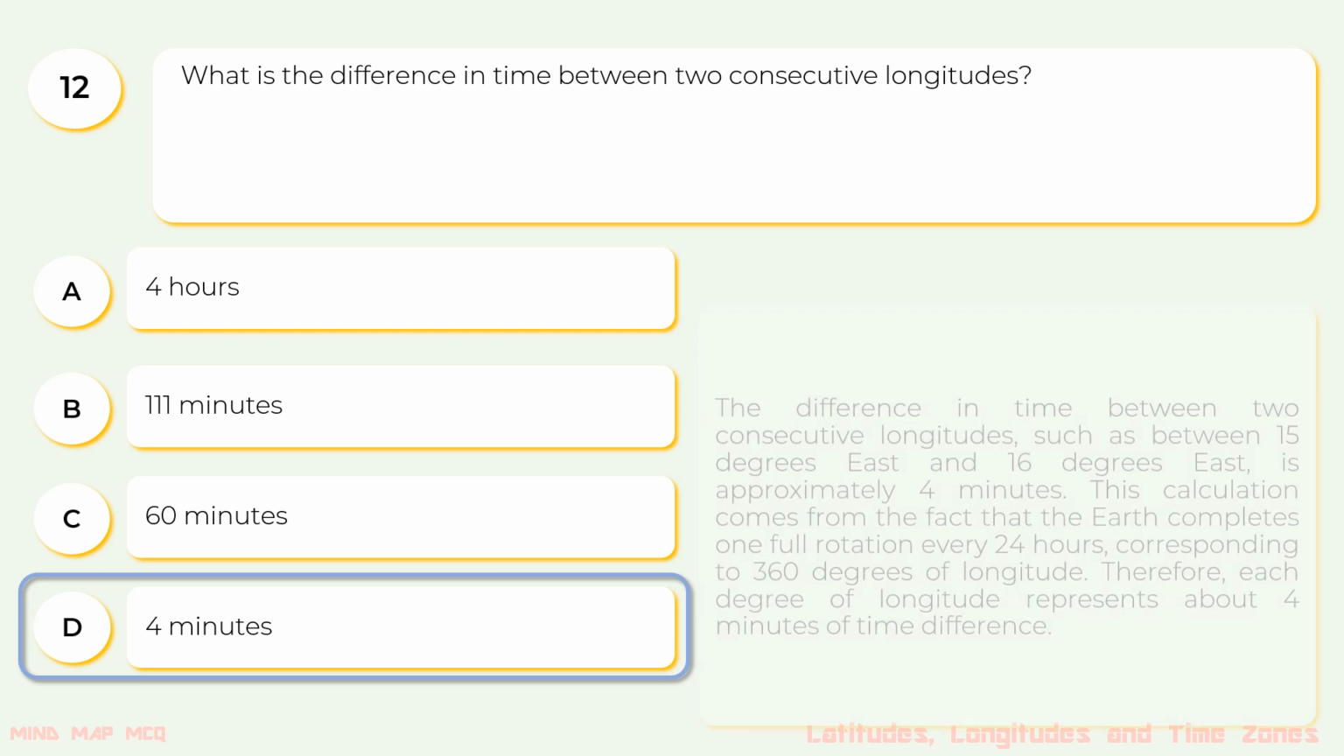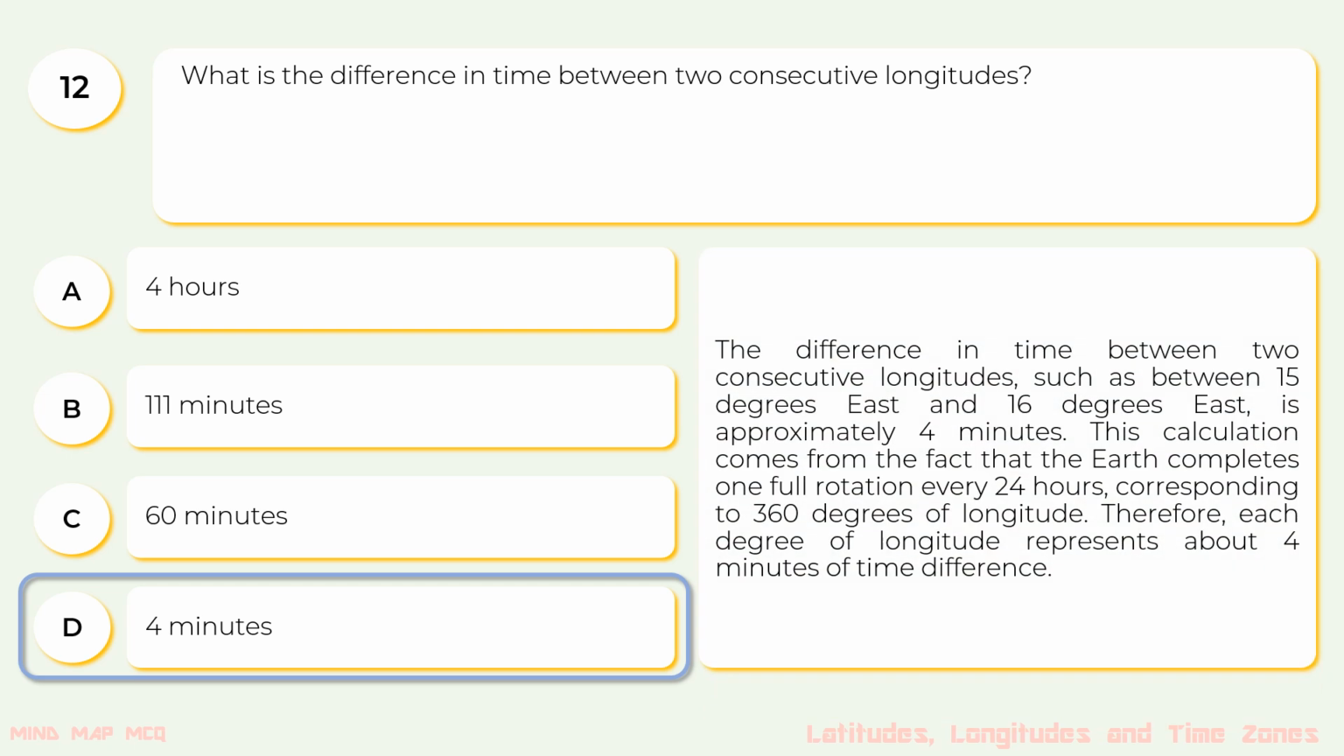4 minutes. The difference in time between two consecutive longitudes, such as between 15 degrees east and 16 degrees east, is approximately 4 minutes. This calculation comes from the fact that the Earth completes one full rotation every 24 hours, corresponding to 360 degrees of longitude. Therefore, each degree of longitude represents about 4 minutes of time difference.